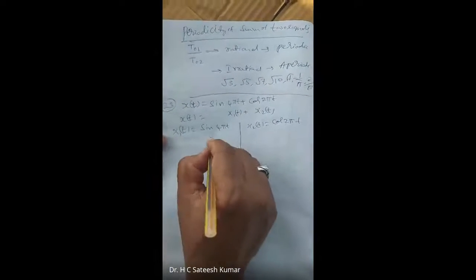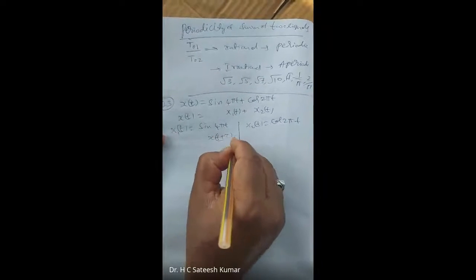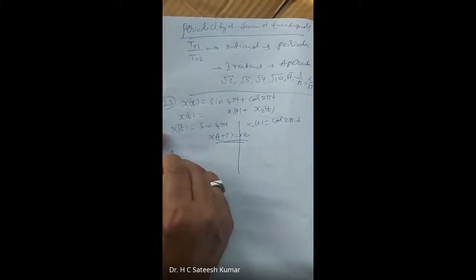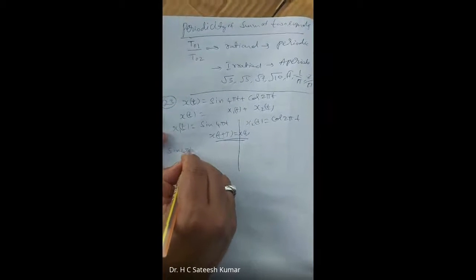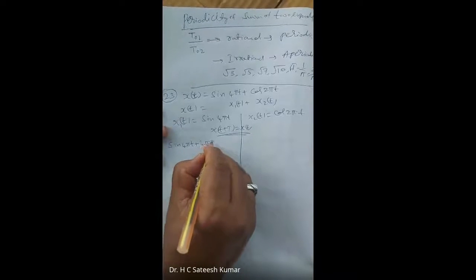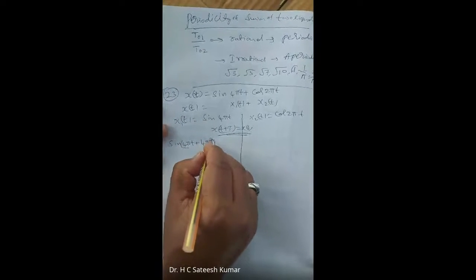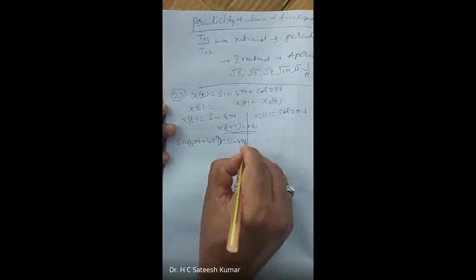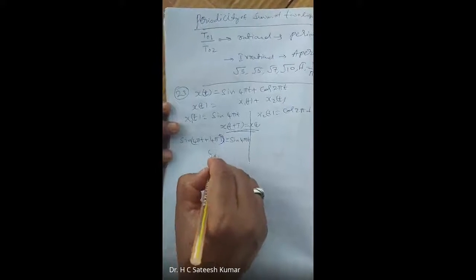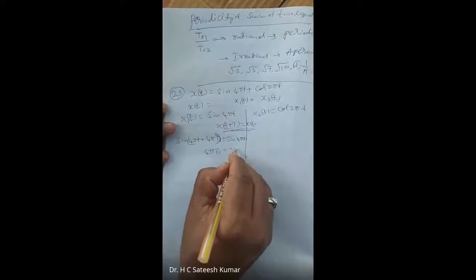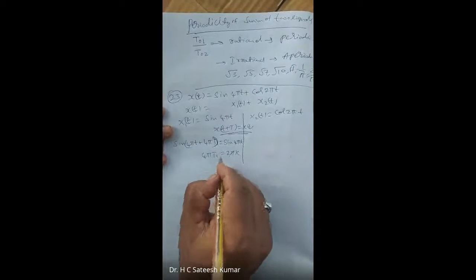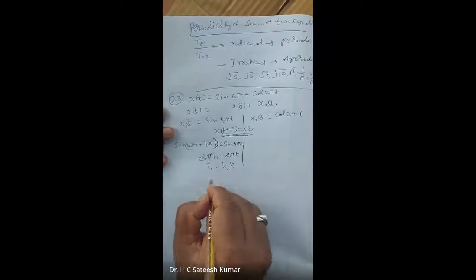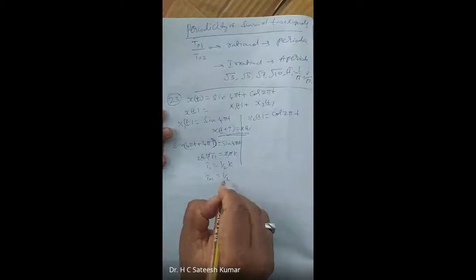The periodicity condition is x of t plus T equal to x of t. For the first one, sine of 4 pi t plus 4 pi t1 should be equal to sine of 4 pi t. When these two are equal, 4 pi t1 should be equal to 2 pi k. Pi gets cancelled, 2 times. t1 is equal to k by 2. T naught 1 is equal to 1 by 2.